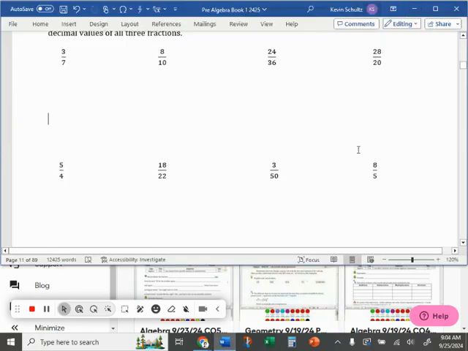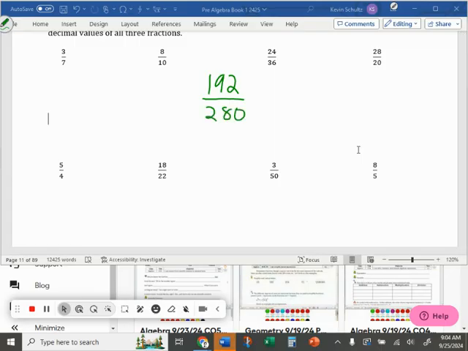So, Melanie, please remind me what you said. 192 over 288. Okay, 288. And what did you multiply by to get 192 over 288? 8, okay? You can multiply by anything as long as you multiply both the numerator and the denominator by the same thing. Now, did she really multiply the fraction by 8?